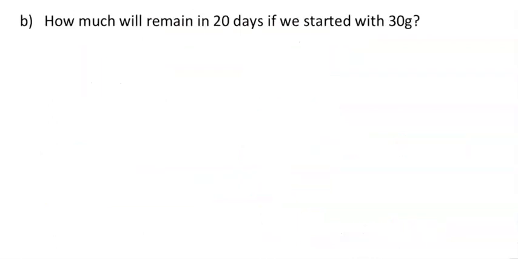Now that we have found our continuous decay rate k, we can use our formula to answer additional questions about this particular radioactive isotope. We want to know how much will remain in 20 days, so this is going to be our value for t. If we started with 30 grams, this is going to be our initial value, a is equal to 30. We want to take those values and plug them into our formula. So we're going to be evaluating our formula for an input value of 20.